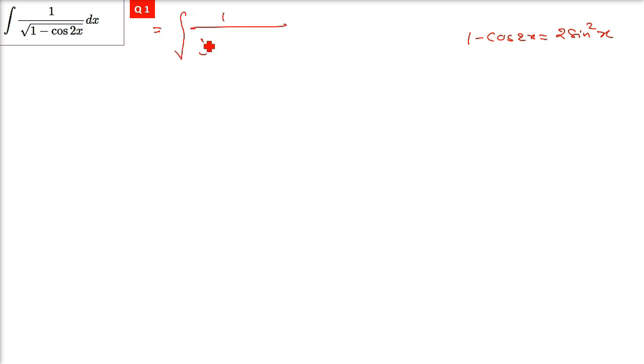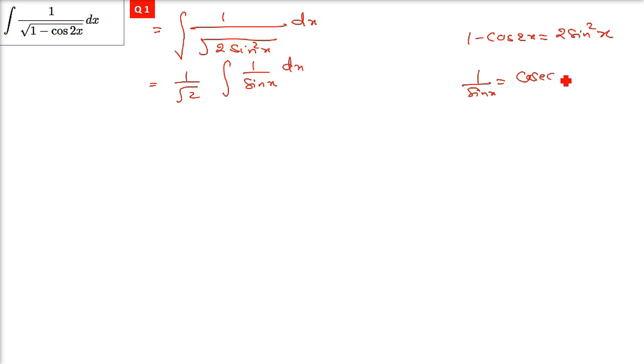We have 1 by under root 2 sine square x dx. So 1 by root 2 we can take outside. Under root sine square means sine, because square and root cancel out. So 1 by sine x, an integration of dx. But you know that 1 by sine x is simply cosec x. This you already know, as 1 by cos x is sec x, 1 by tan x is cot x, 1 by cot x is tan x, like that.